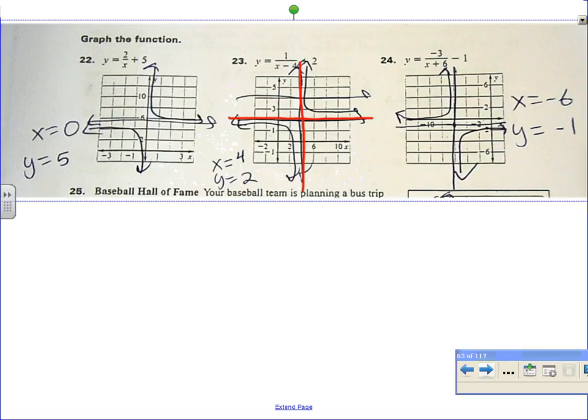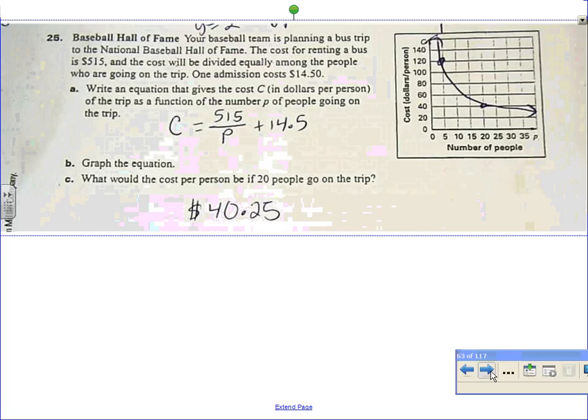Questions on any of those? Pretty easy? Okay, and then word problems. For 25, if you have y and x, this should be y and this should be x. So y equals 515 over x plus 14.5. And then C, if 20 people go on the trip, it will be $40.25 per person would be the cost.